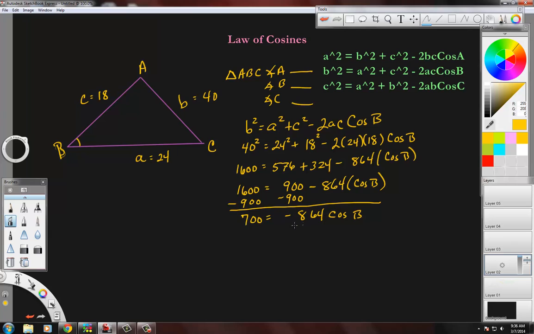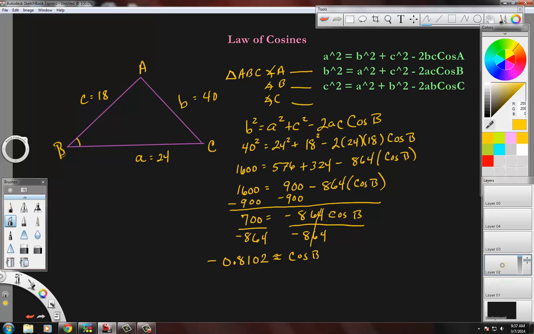At that point, I am going to divide by this coefficient, and this negative sign I have to pay attention to. That's going to affect this answer. So now this cancels, and I'm left with the cosine of B equaling whatever 700 divided by negative 864 is. So that is negative 0.8102 if I round to 4 decimal places. So I'll put squigglies here because I rounded that.